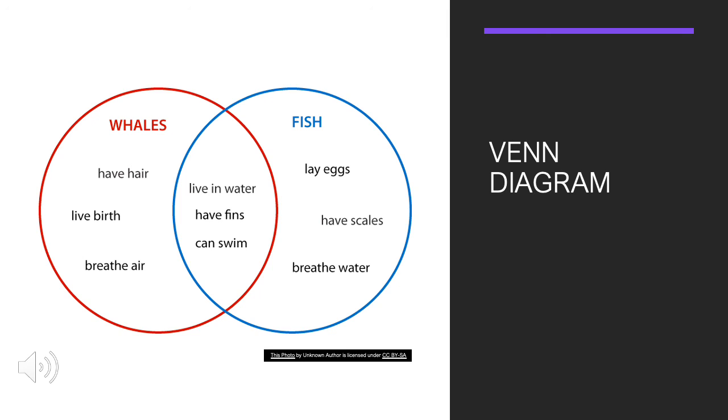The area where both the blue and the red circles intersect or overlap or run into each other shows all the characteristics or traits that both whales and fish have in common. The area of both circles that do not intersect or overlap each other shows the characteristics or traits that are different.